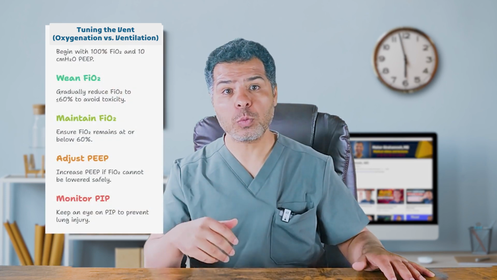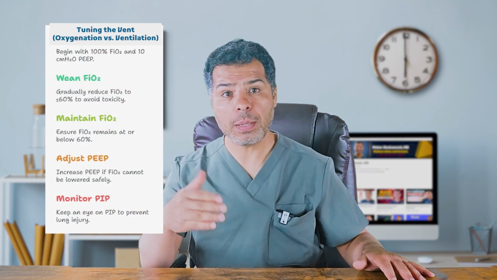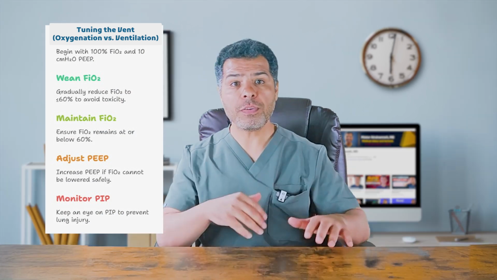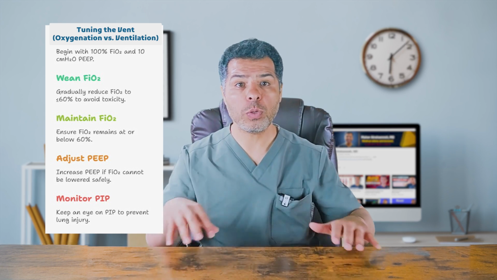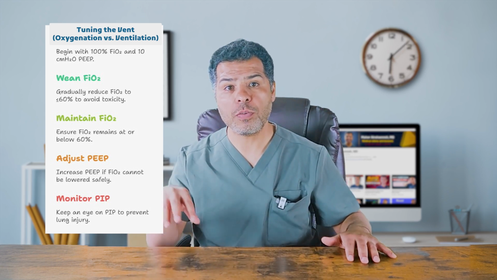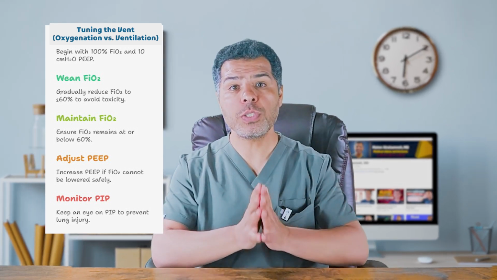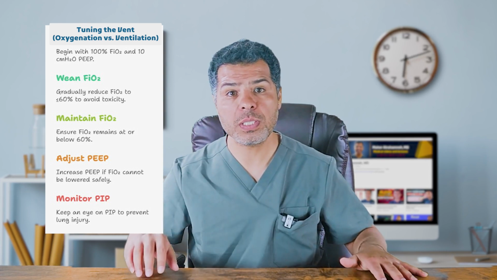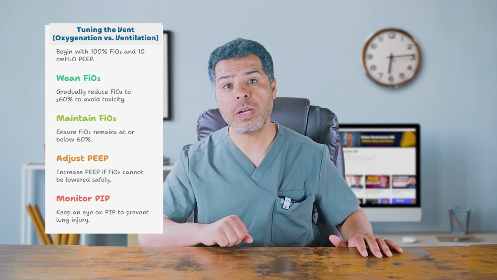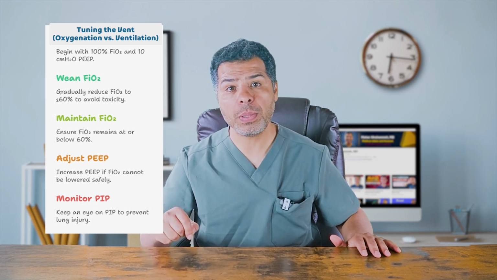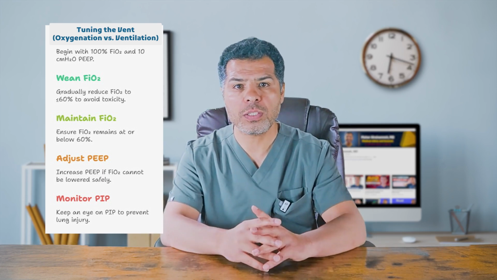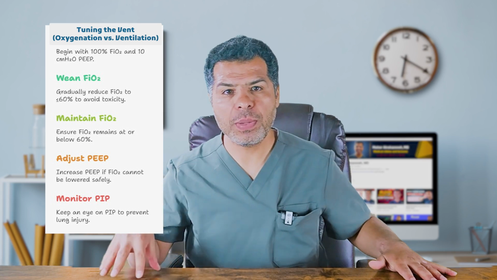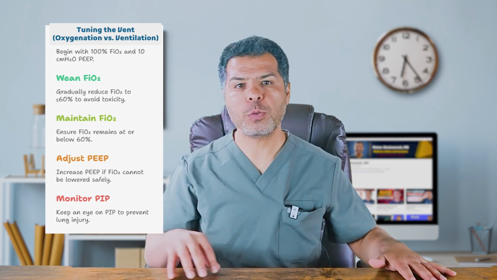In hypoxic patients, I typically start with an FiO2 of 100% and a PEEP value of 10 centimeter H2O. From there, I aim to wean the FiO2 as quickly as possible, targeting equal or less than 60% to minimize the risk of oxygen toxicity. I avoid reducing PEEP until FiO2 is down to 60% or less. If I cannot lower FiO2 safely, I will consider increasing PEEP value, usually in increments of 2 to 4 centimeter H2O to improve oxygenation. But keep in mind, raising PEEP will also increase your peak inspiratory pressure.